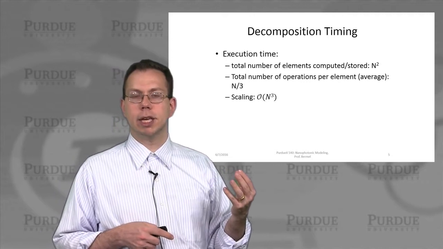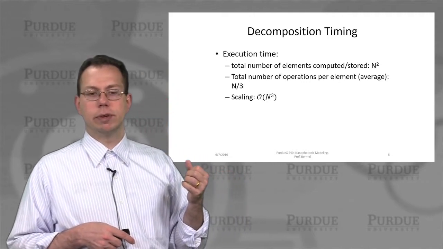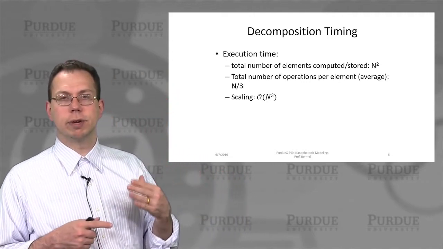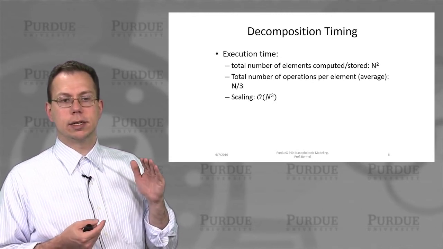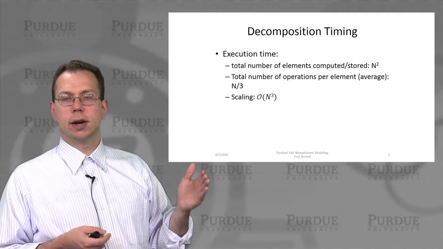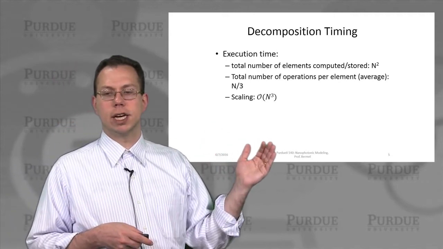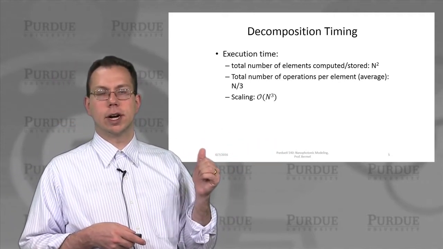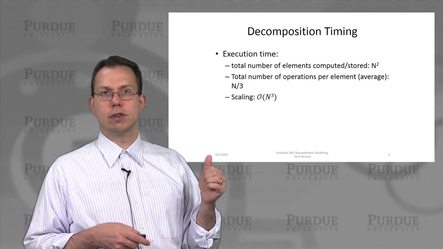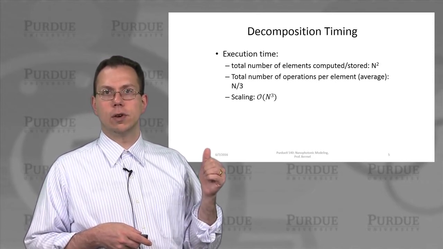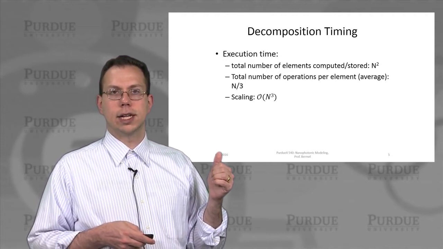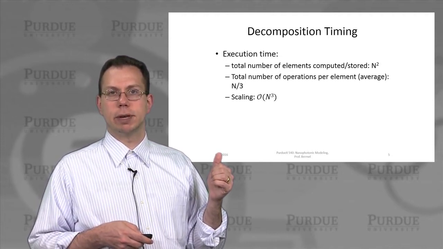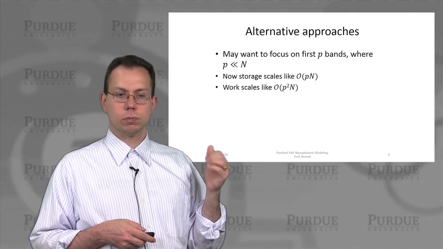If we look at the timing, however, of this problem, then we know that the total number of elements computed, if it's a number of N elements, would go like N squared. And then the number of operations per element, because we're doing sums and so on across different elements, goes like N over 3 on average. So then the overall scaling is the product of those two, which goes like N cubed. So that could be expensive if we have a really big problem in 3D.